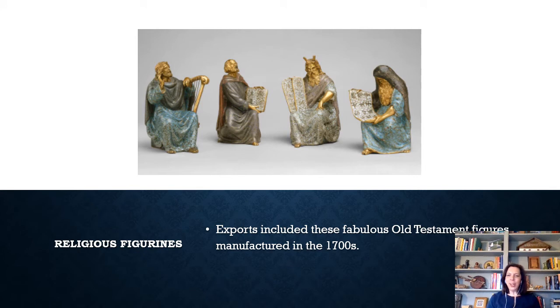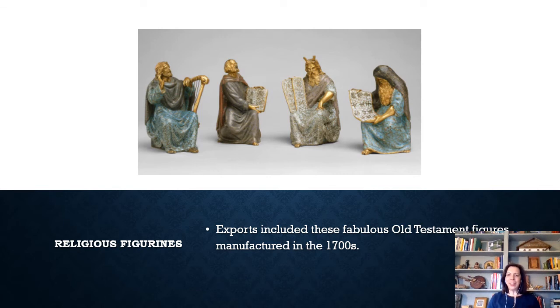And I just had to share this picture because this is how far the exports went. So these are some Old Testament figures. Moses is in there with the 10 Commandments, kneeling down, David with his harp. And I just think that this is fabulous, that somebody in Europe would have commissioned a Chinese manufacturer to make all of these Christian figurines, Jewish and Christian figurines.